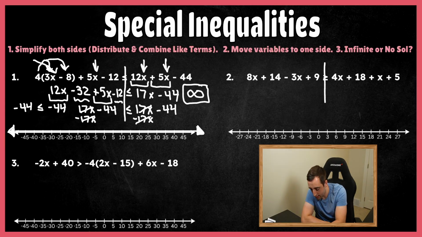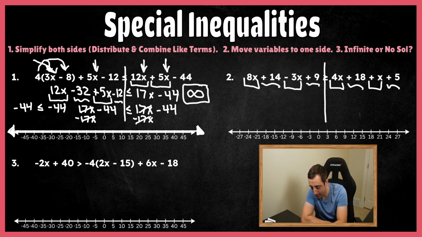So draw a line separating the left and the right side. No distributive property, so we can skip that entirely, but we do have pairs of like terms here. So on the left side, 8x and minus 3x are like terms. We have a 14 and a 9. And then on the right side, which again is entirely separate from the left side, we have 4x and 1x, and then we have two constants.